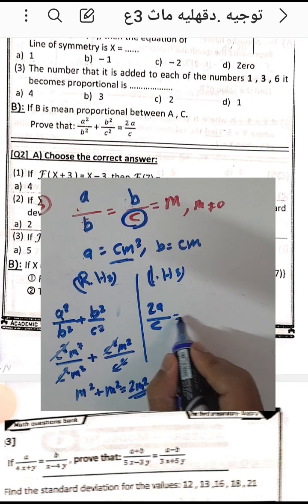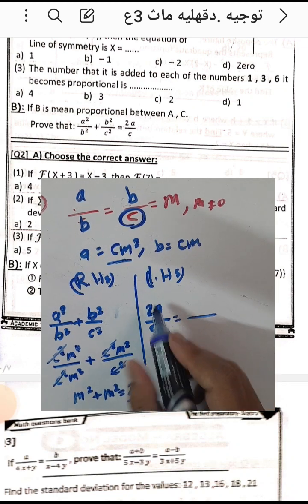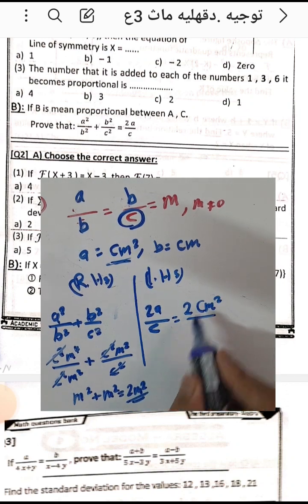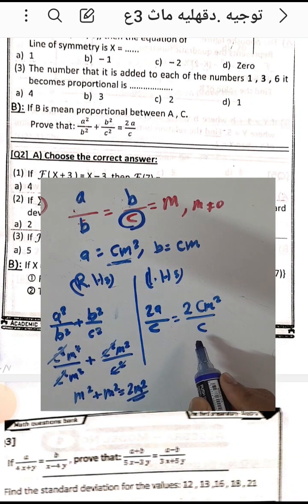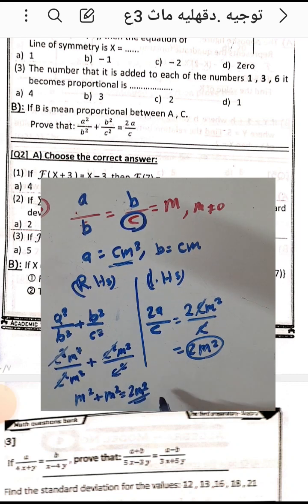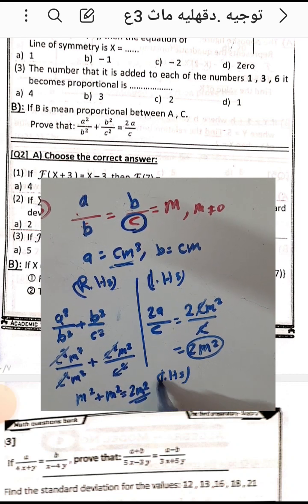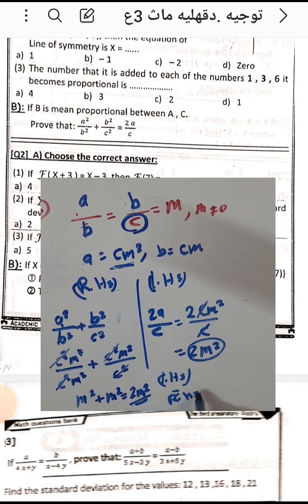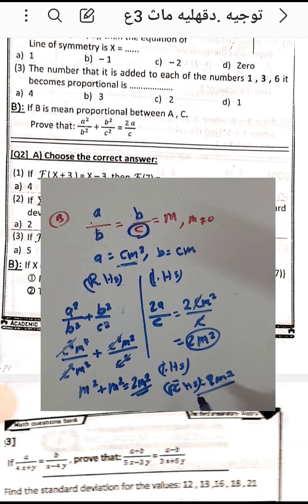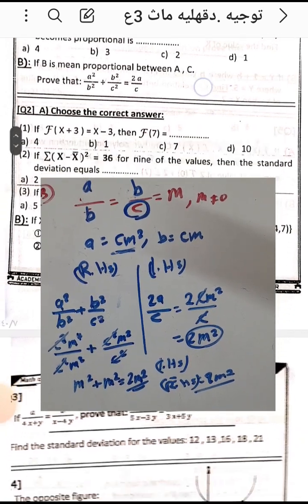And here 2ac, 2 times the value of a, cm power 2, and c, numerator, cancel c by c, then the result will be 2m power 2. Then left hand side will be equal to right hand side, equal to m power 2. Okay, it's the simplest form of this example. Question number 2 shows the correct answer.